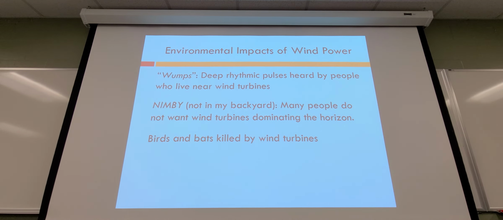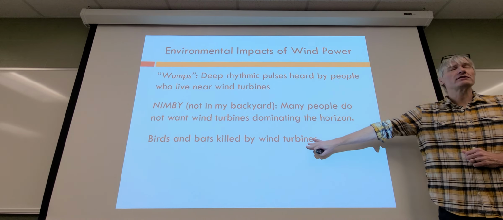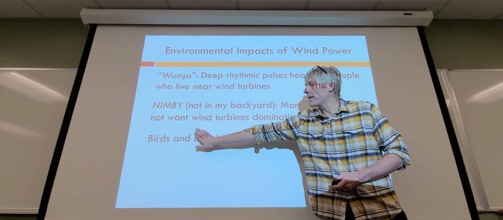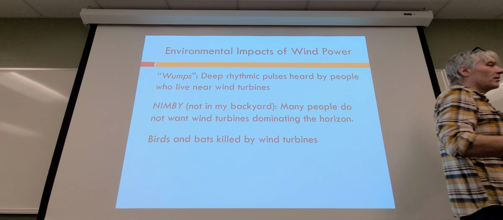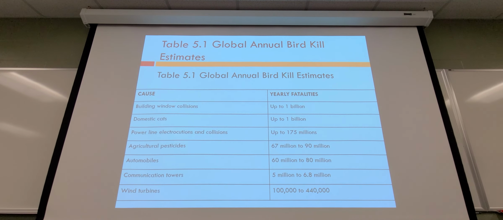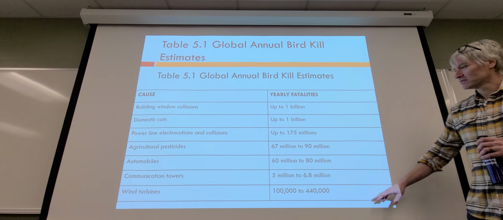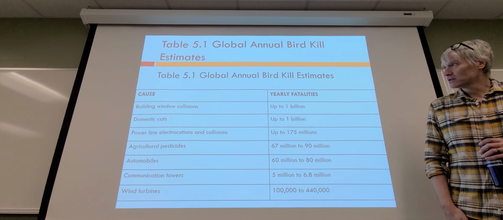People also talk about the amount of birds that are killed by wind turbines. No, people don't really talk about bats. I don't know why. People don't care. But people care about birds. Well, global annual bird kill estimates for wind turbines: 100 to 400,000.